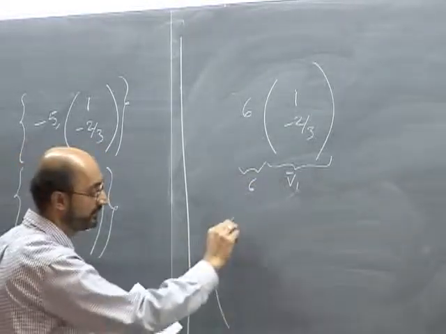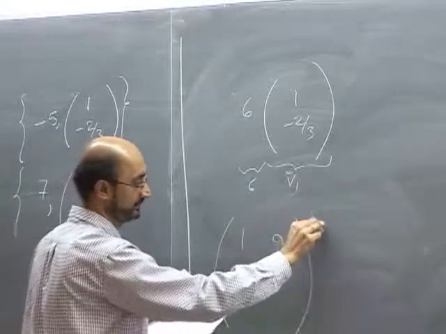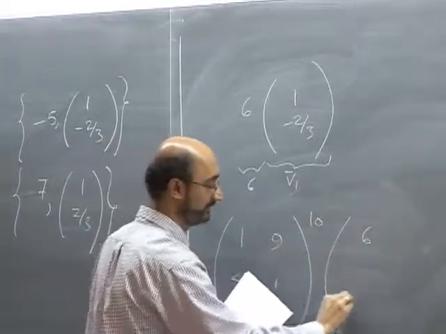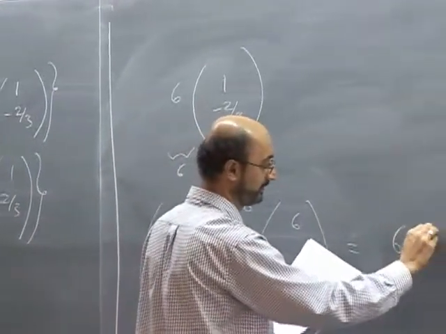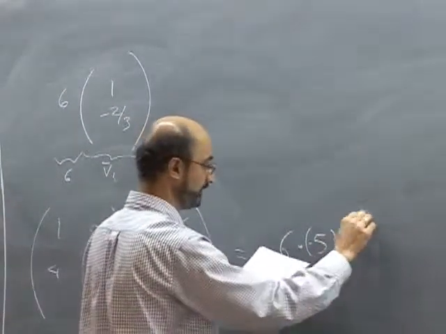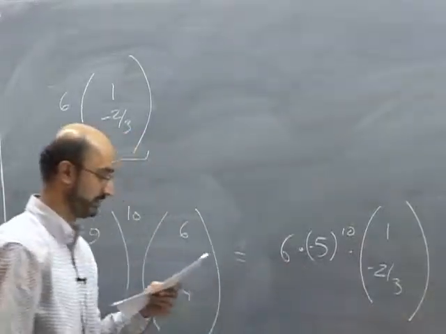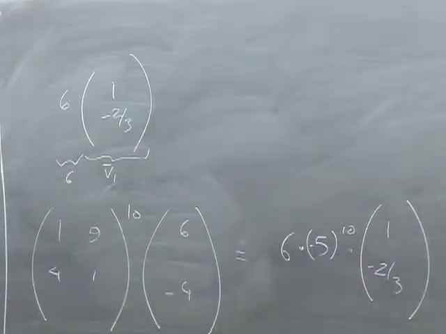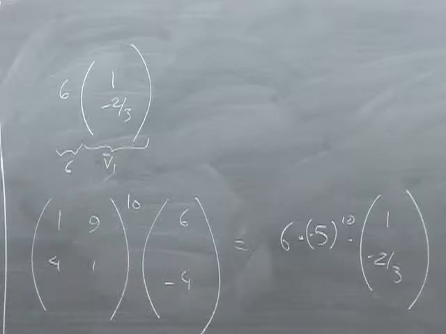So the matrix to the 10th multiplied by (6, -4) is just the same as 6 times (-5) to the 10 multiplied by (1, -2/3). Okay, and that's it. That's the answer. So you can see I didn't need to do all this. Anybody who actually multiplied this out 10 times should get a 0, because they just didn't get the point.